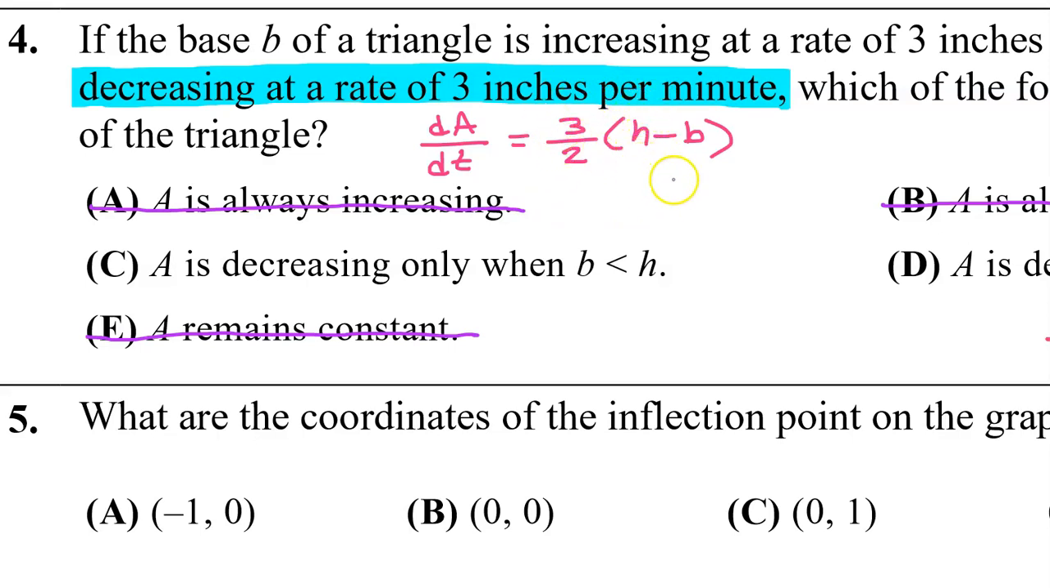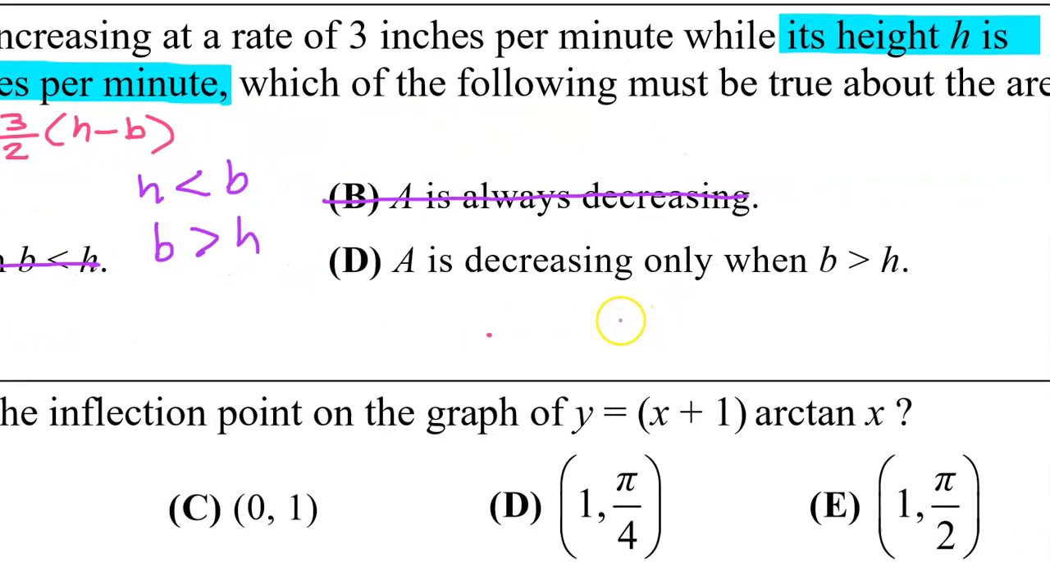That will happen when h is less than b. And that's another way of saying that b is greater than h. So let's see, A is decreasing only when b is less than h. Nope, we want b to be greater than h. All right, so we can eliminate option C. That only leaves option D. Let's take a look. A is decreasing only when b is greater than h. Yes, that's what we were looking for, and the answer is D.